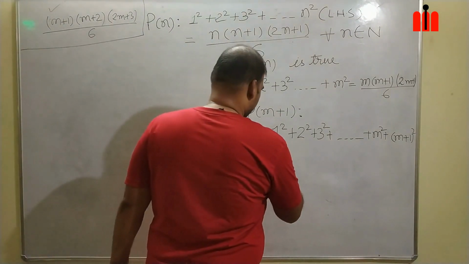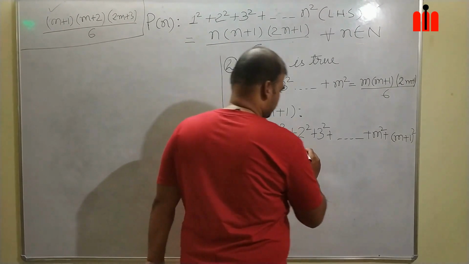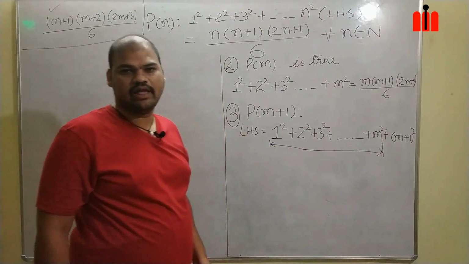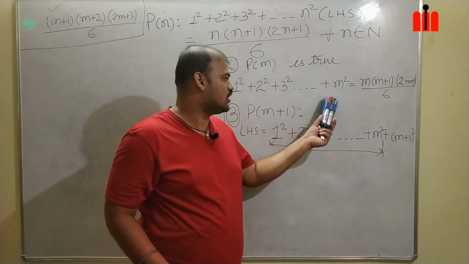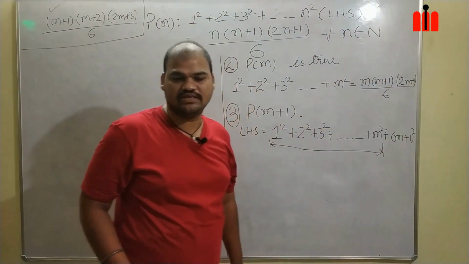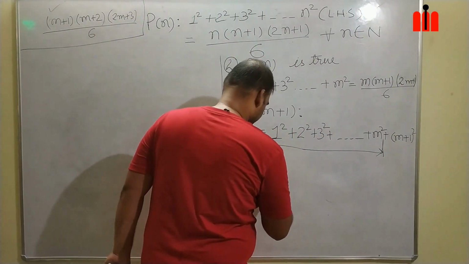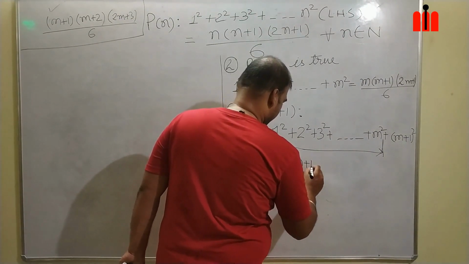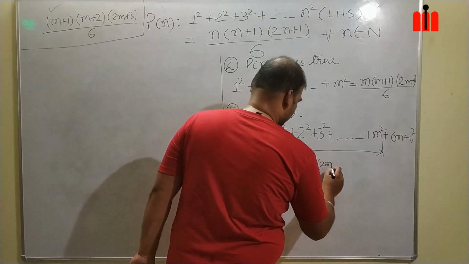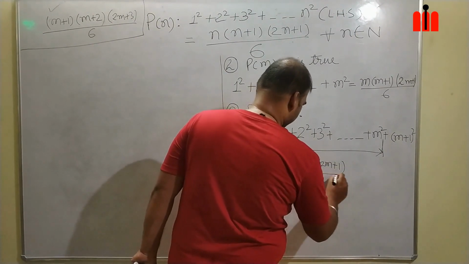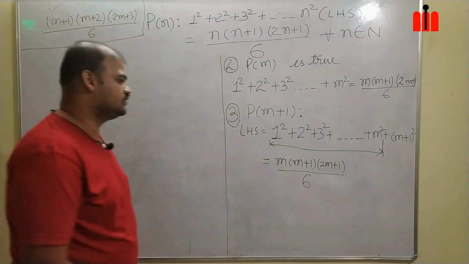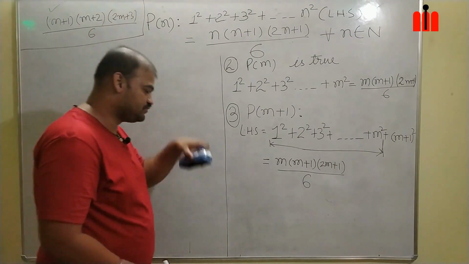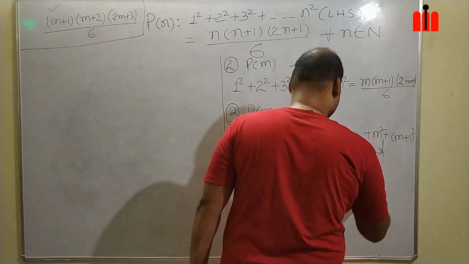Now, from this 1 square till m square, we had got a concrete statement that it is equal to m into m plus 1 into 2m plus 1 by 6. So till m square we can substitute this. Done? Now we are left with m plus 1 square.